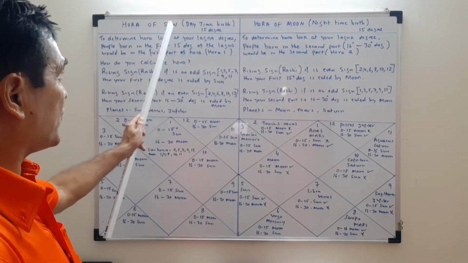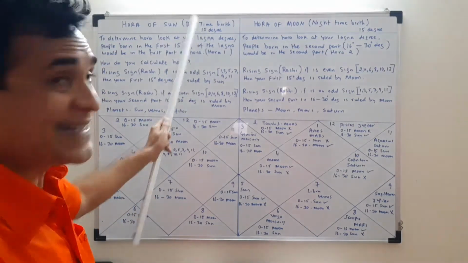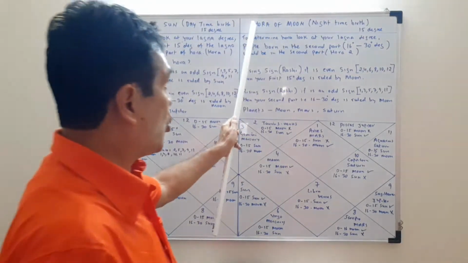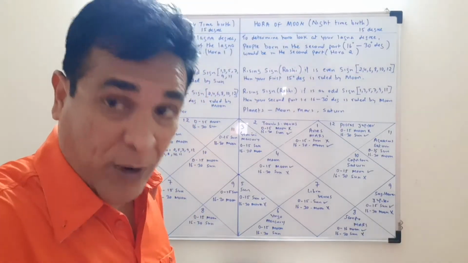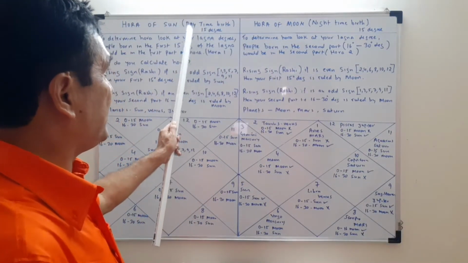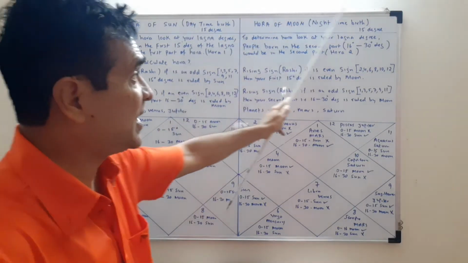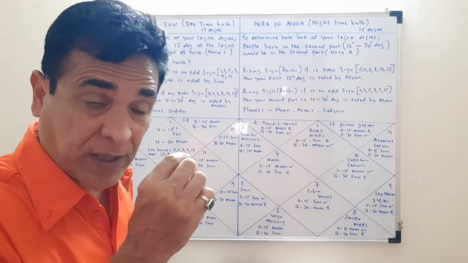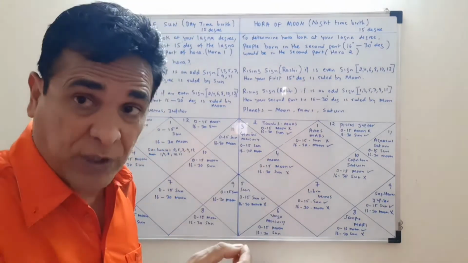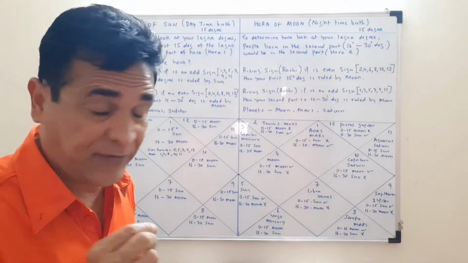See, the Hora of Sun means you were born at daytime. Hora of Moon is nighttime. But when? How? See, we have to understand 15 degrees here and 15 degrees there on the other side. I want you to understand this by the first statement that I have given you.